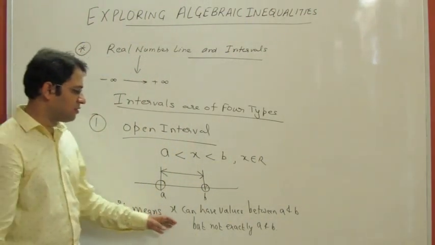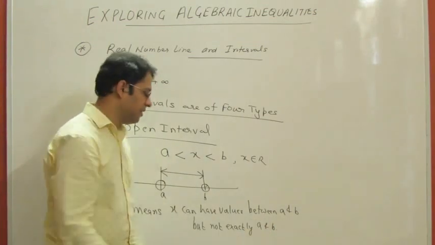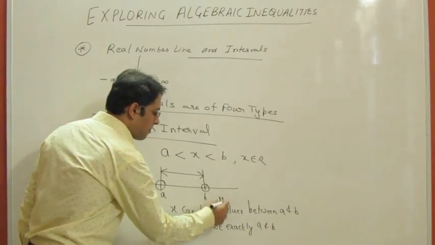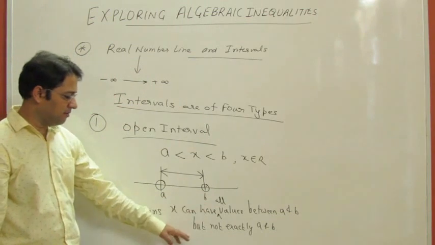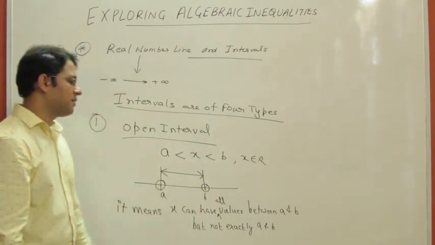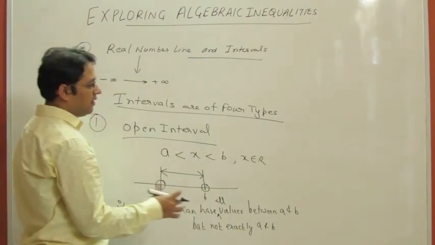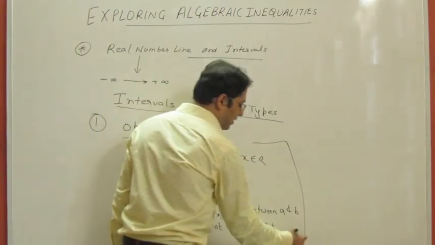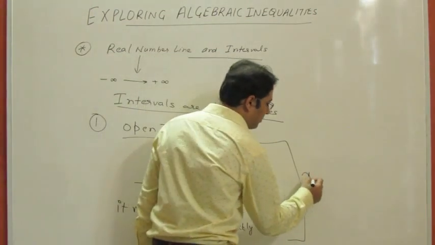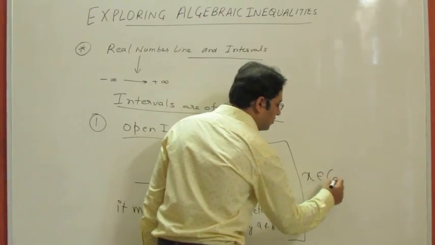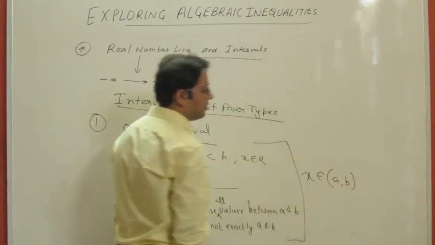It can have all the values between a and b, but not exactly a and b itself. Okay. So we can write it in one more way. It is written in mathematics as x belongs to open interval a comma b.